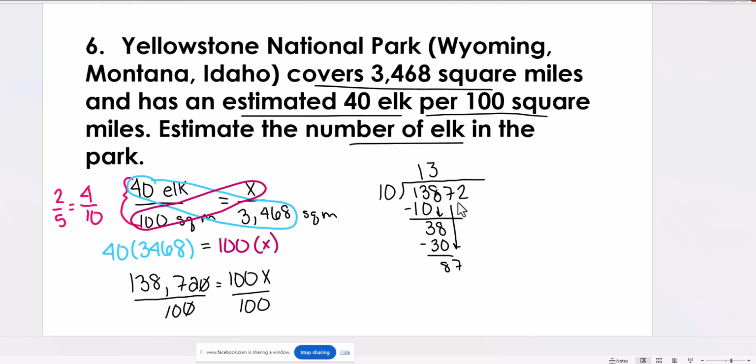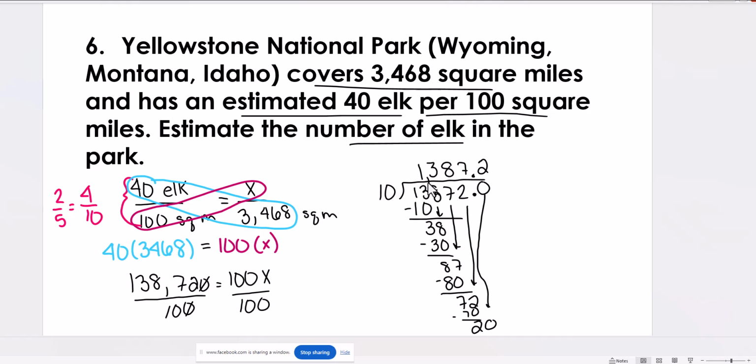How many 10s are in 87? That would be 8 because 8 times 10 is 80. Subtract. We're going to have 7. I'm going to bring all the way down my 2. How many 10s are in 72? That will be 7. Minus 70. Oh my gosh, we have 2. I'm going to make my decimal. That is 0. Whoop, okay. And then how many 10s are in 20? That would be 2.